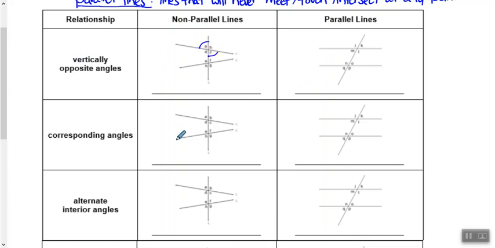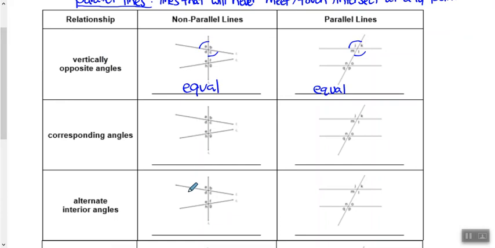Now, when I have vertically opposite angles, we know from our last lesson that a pair of vertically opposite angles, for example A and C, even when we have non-parallel lines, A and C are going to be equal. So when I have vertically opposite angles, it doesn't matter if the lines are parallel or not, they're going to be equal. And same thing here. That's not going to change just because we have parallel lines. So for example, I and L are going to be equal as well because they are vertically opposite.